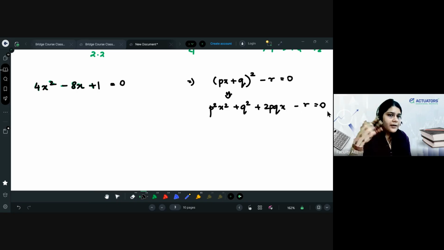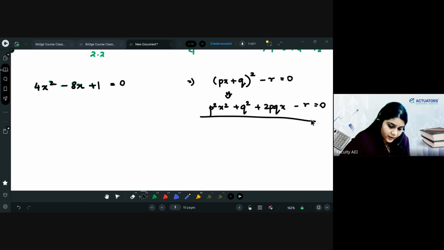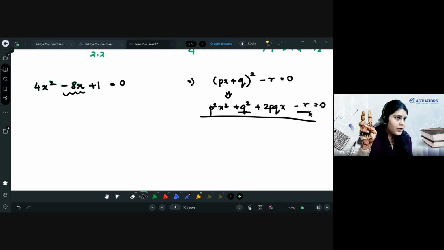Now this minus r can be anything. We can manipulate this value by ourselves. So if we try to put this equation in this form, how can we do it? We know कि p square क्या है, right? 2pqx वाला टर्म कौन सा होगा? ये होगा. q square and minus r both are constants, but in our quadratic we have only one constant. So what do we need to do? We need to adjust the constant.